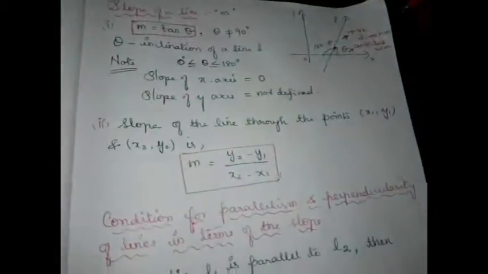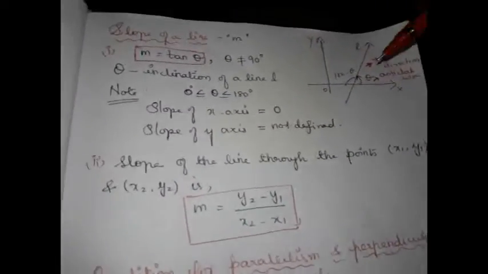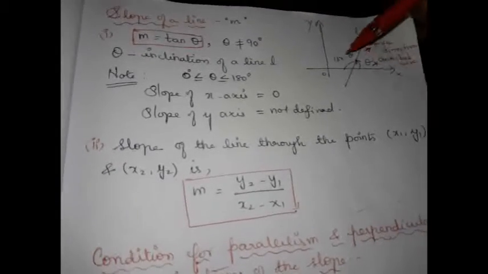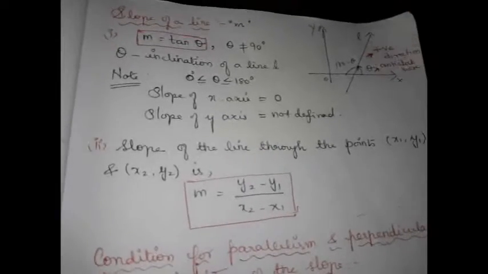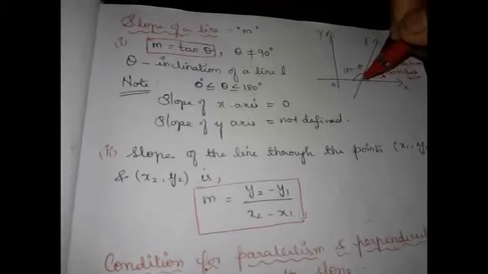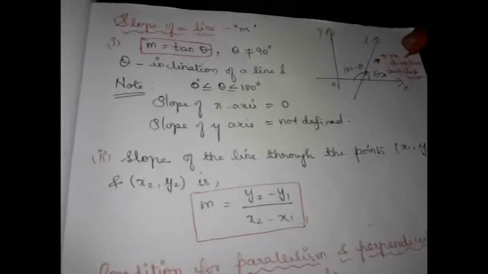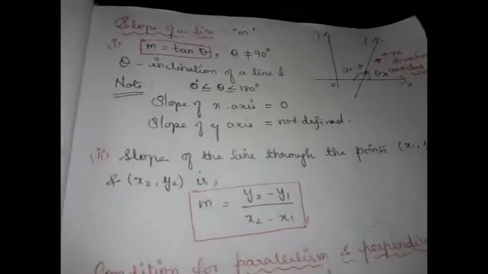And one more thing I wish to insist on here: when we talk about inclination of a line, it should be measured in the positive direction of the x-axis and in the anti-clockwise direction. Because the immediate question will arise, why not this 180 minus theta, why should we take theta, because this is also the angle made by the line with the x-axis, right? So it should be measured in the positive direction and in the anti-clockwise direction, right? And obviously theta will lie between 0 and 180.